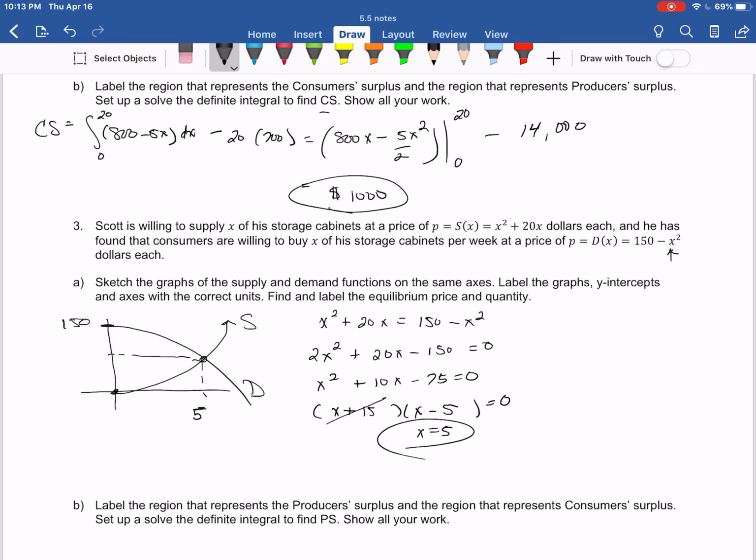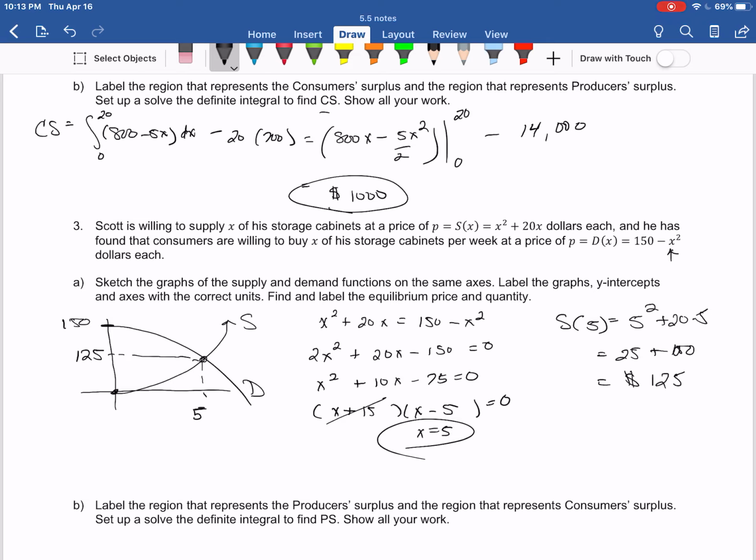Then you have to find the corresponding price. To find the corresponding price, you're going to plug 5 back into either supply or demand. It doesn't matter which one you use. I'm going to use supply just because it looks a little easier. I don't know why. So we get 5 squared plus 20 times 5. And that's 25 plus 100. And that's 125. And that's my dollars. $125 is the price that puts me at equilibrium.